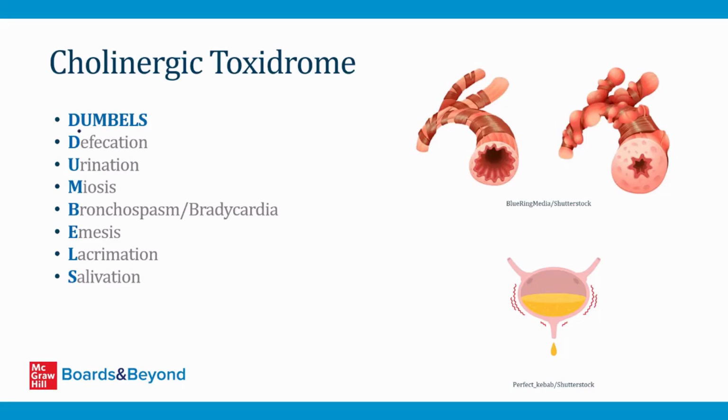There's a mnemonic that's been used for a long time to remember the clinical features of a cholinergic toxidrome, and that mnemonic is dumbbells. Each of the letters in dumbbells stands for one of the clinical features of this toxidrome, and I've listed them all here. Basically, all of these clinical features are the effects of the parasympathetic nervous system. It uses acetylcholine as a neurotransmitter. So when a person is exposed to organophosphates, basically you turn on the parasympathetic nervous system, and that's what leads to all these effects right here. And we'll go through them in the next couple of slides.